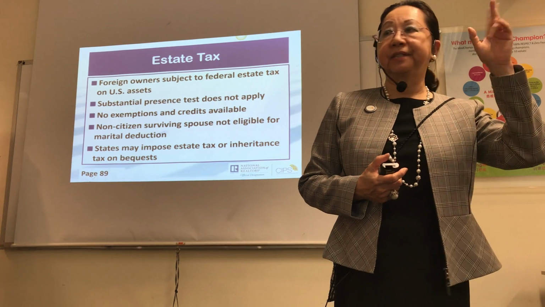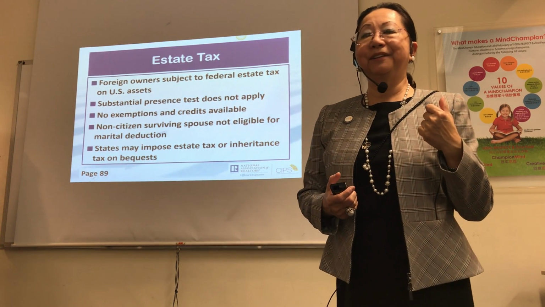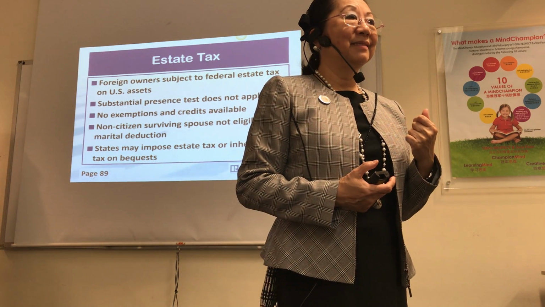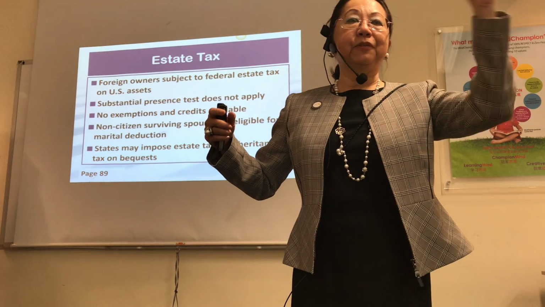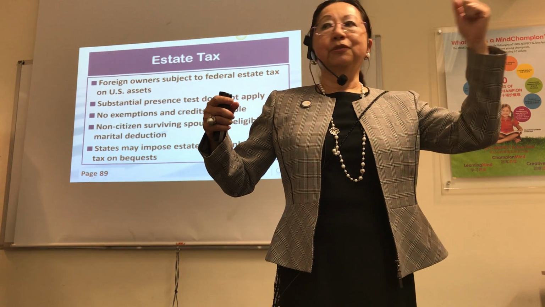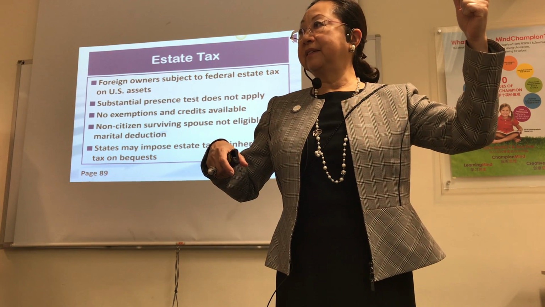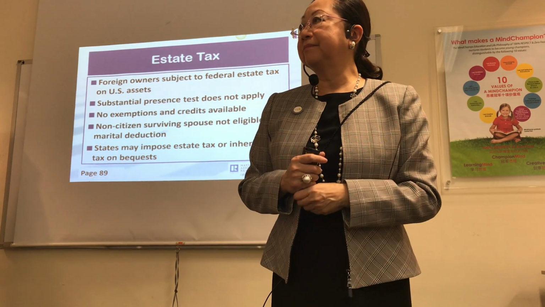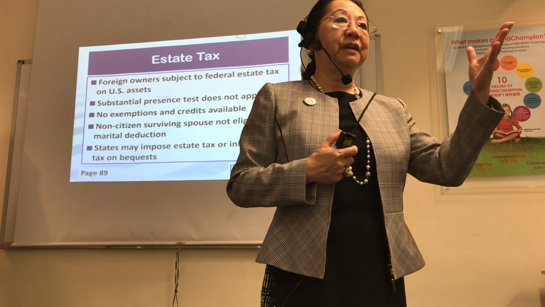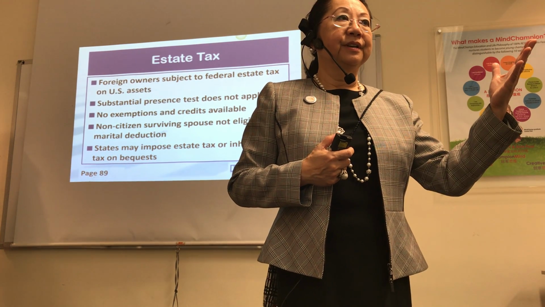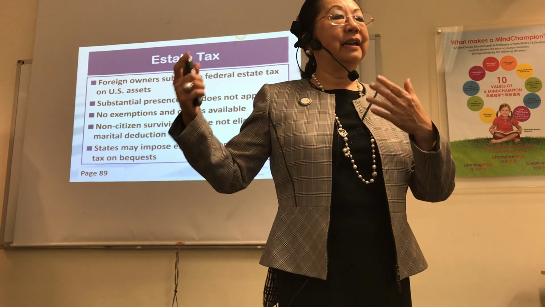That's the only difference. For locals, we have an exemption now of $11.2 million from our estate. If you're married, you'd have double that. So 20-something million dollars today is tax exempt from the estate. It used to be $4 to $5 million. Because of this crazy president, I don't know how he made it happen. It's now 11.2.